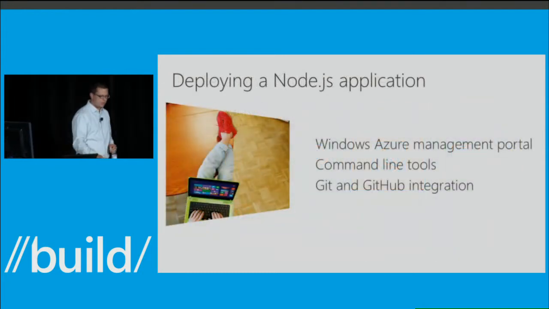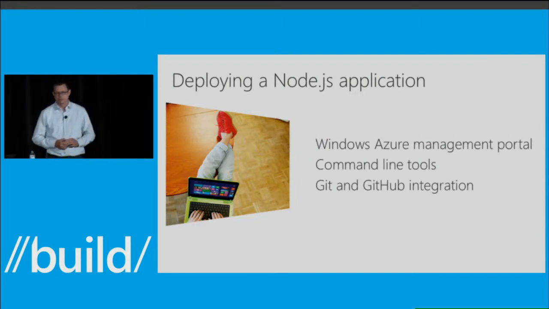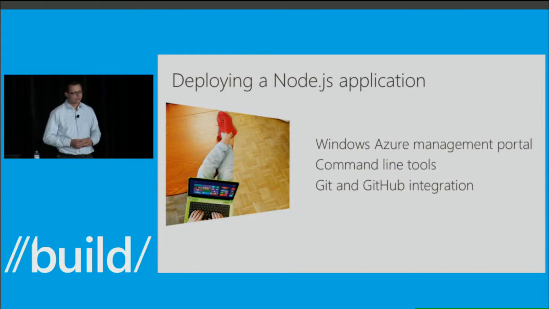So let's talk about deploying Node.js applications to Windows Azure. At a high level, you have 2 ways you can go about it. You can either use the Windows Azure Management Portal to provision your Windows Azure website, and then use one of the mechanisms to deploy your source code to that pre-provisioned website. Or you can use our command line tools and pretty much achieve the same result right there from the command line on your development machine.